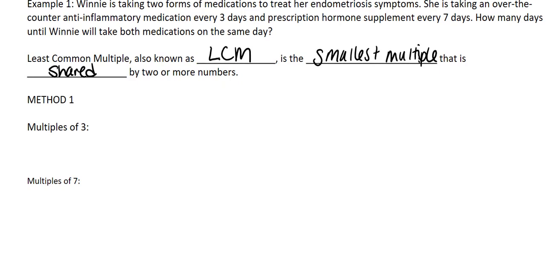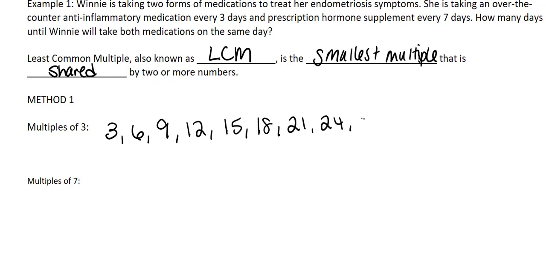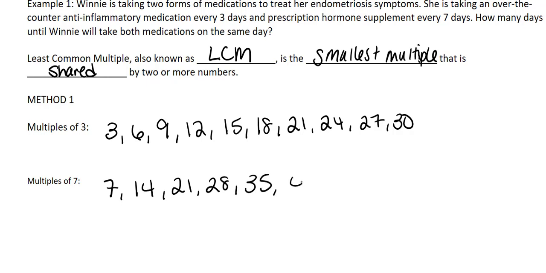So if we look at multiples of 3, which is what we've done, right? We can go 3, 6, 9, right? We're just adding 3 to each number. 12, 15, 18, 21, 24, 27, and 30. We'll stop there. And let's look at multiples of 7. So multiples of 7 are 7, 14, 21, 28, 35, and 42.